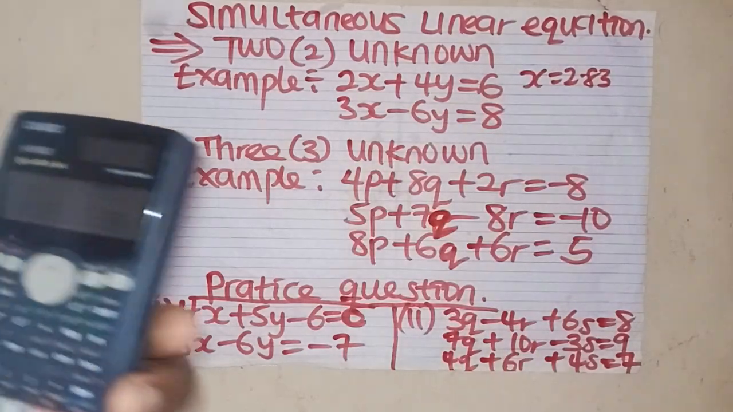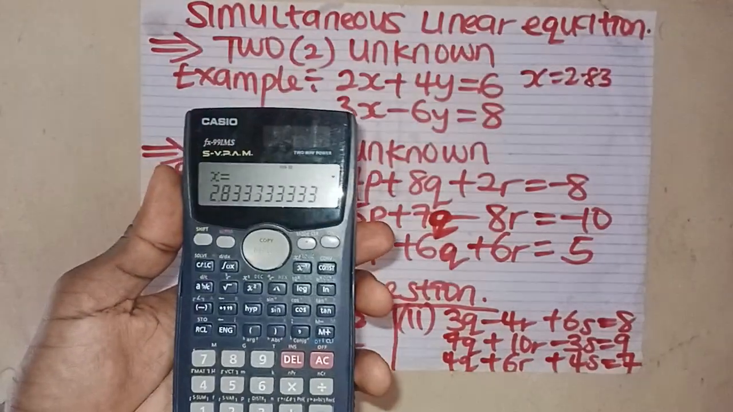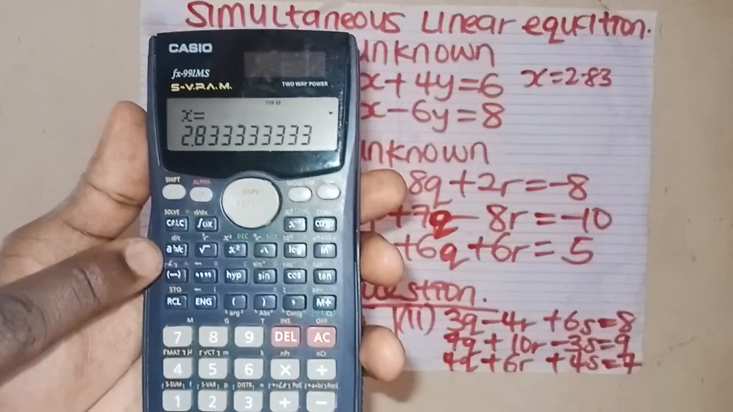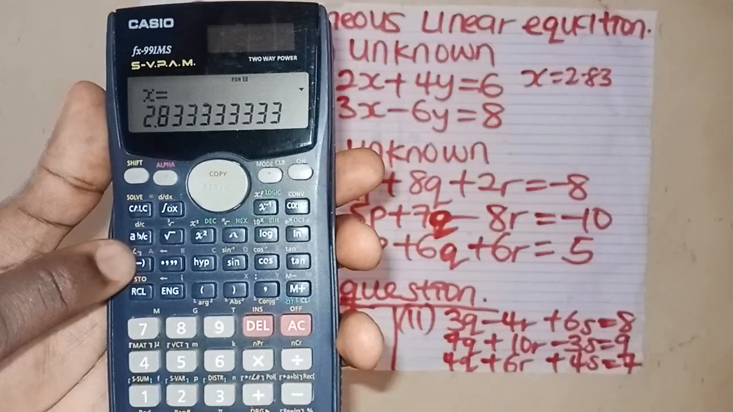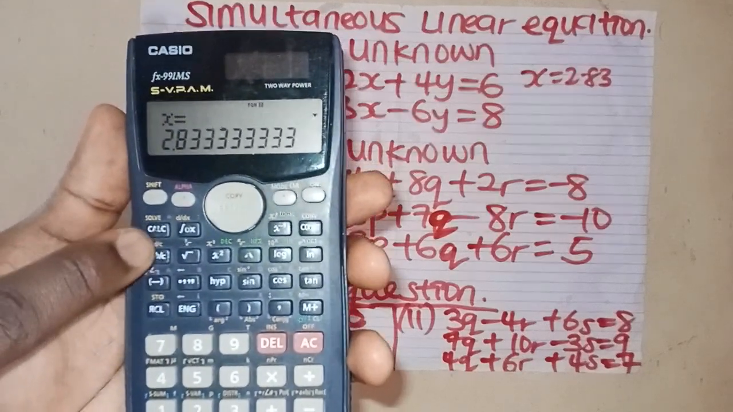Now this is 2.833. As you can see it very well, 2.833 is in decimal. I can change it to a fraction by pressing this place, A B over C, that is A whole number B over C, like a mixed fraction. Can you see? Now let me press it.